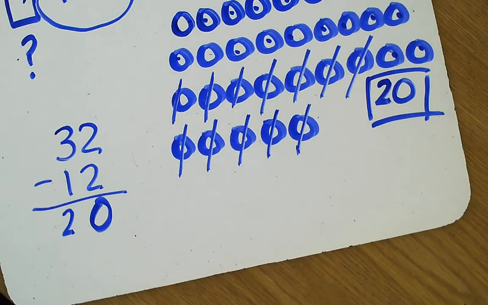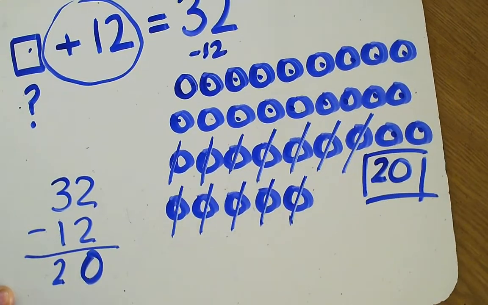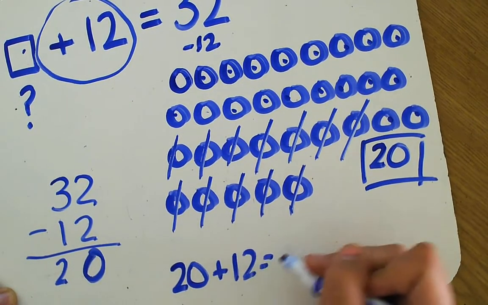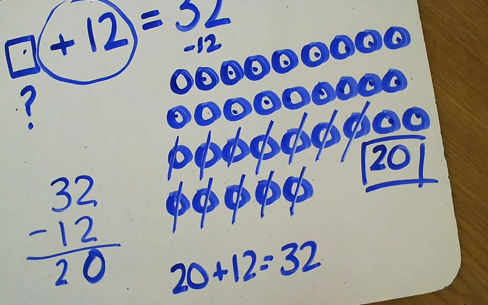A really quick way to check to see if your work is right is by plugging the number that you got into your equation. So 20 plus 12 equals 32. Does that make sense? Yes, it does. So I got that question correct.